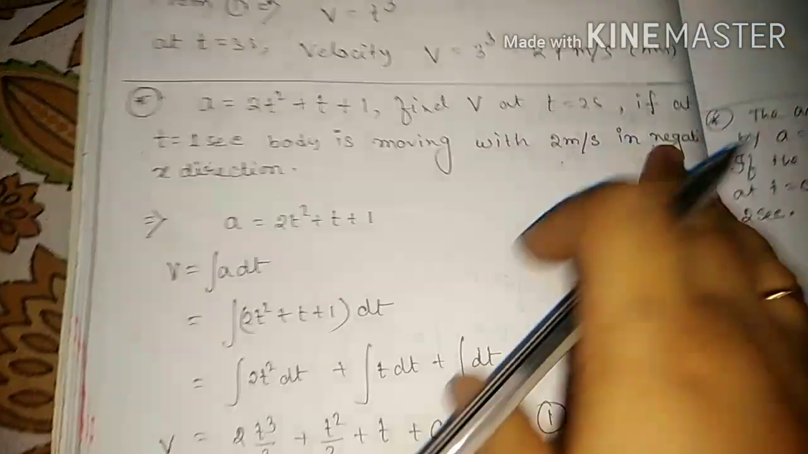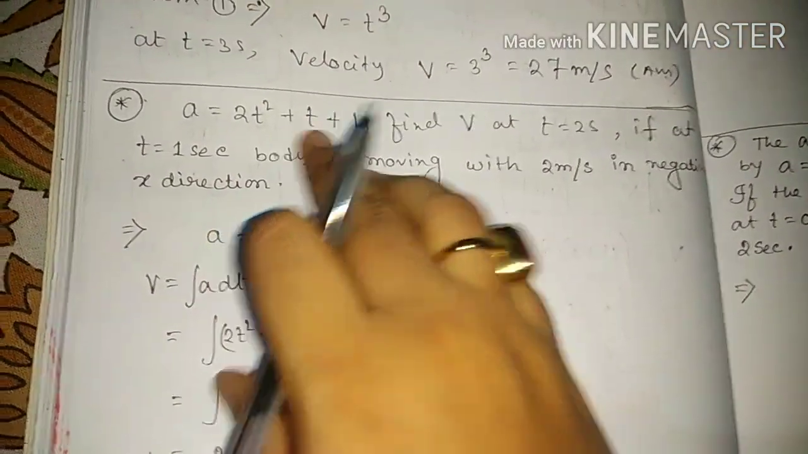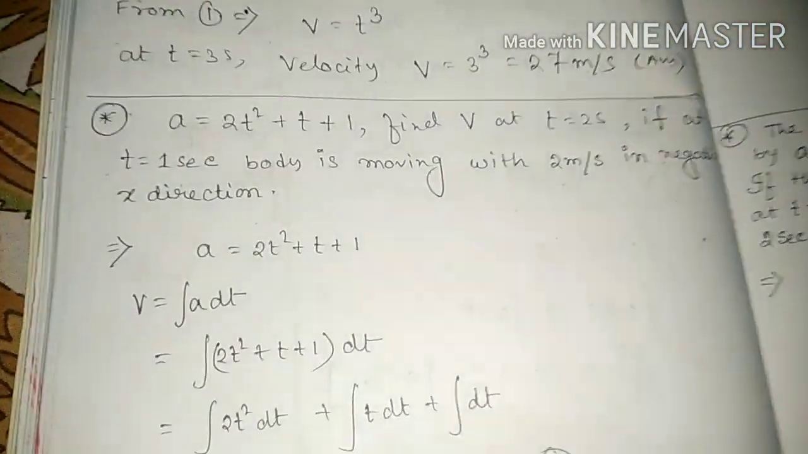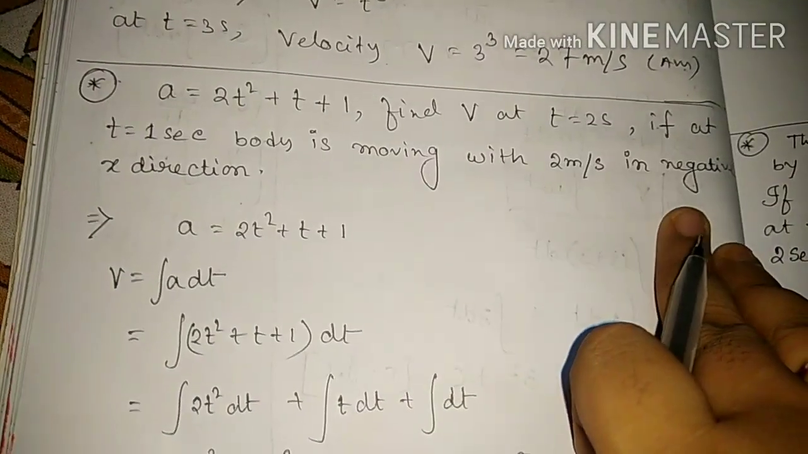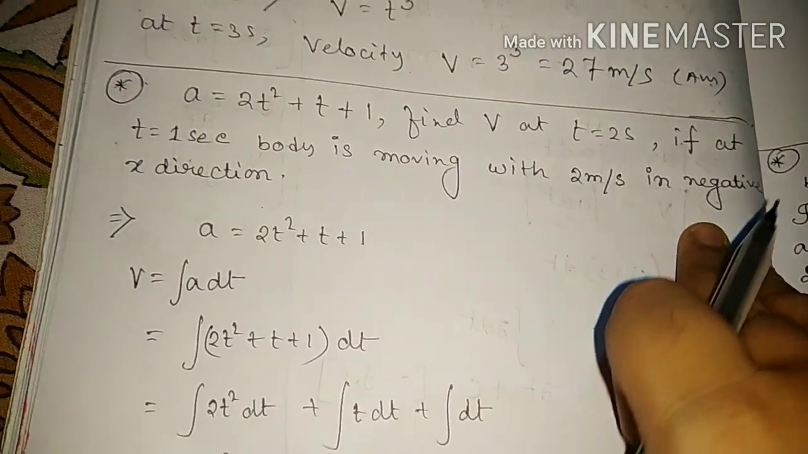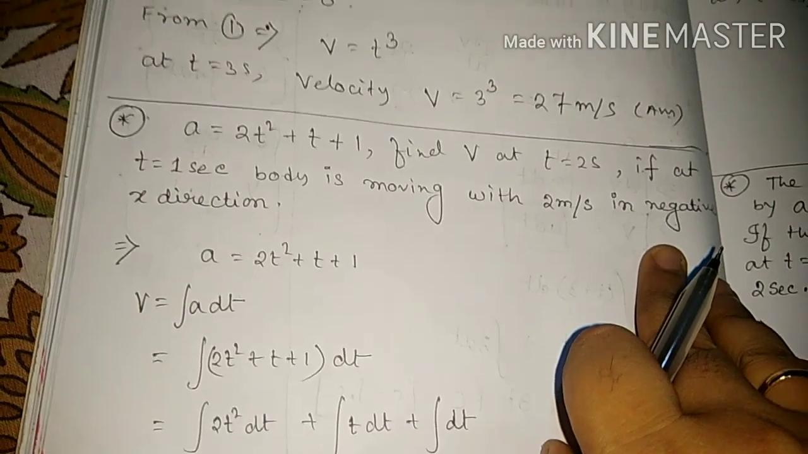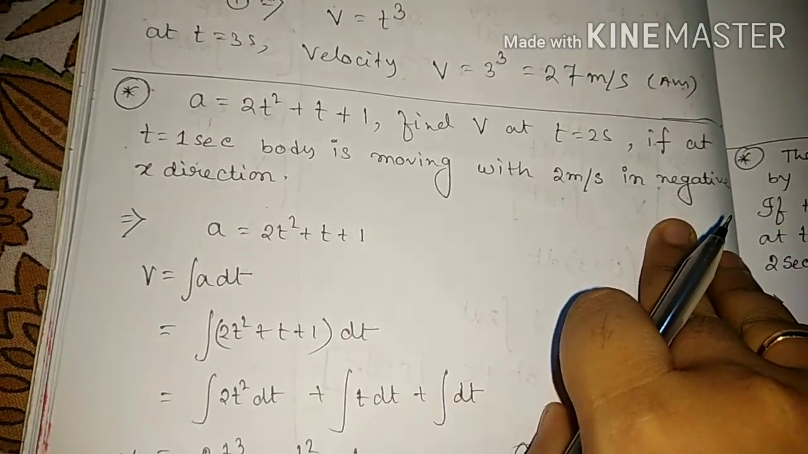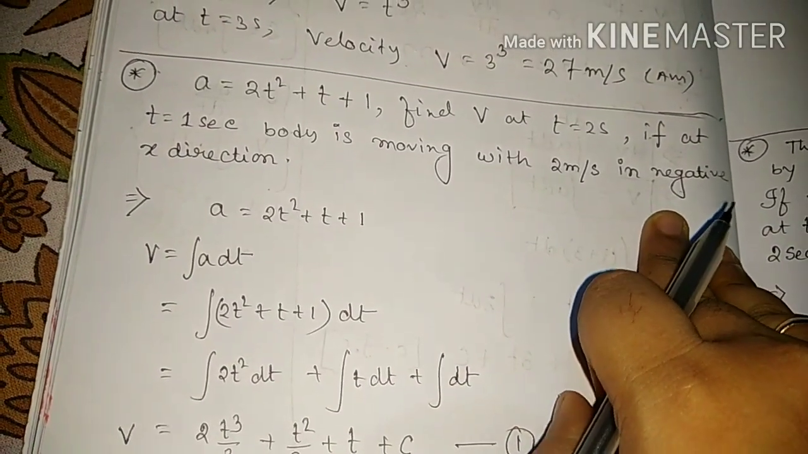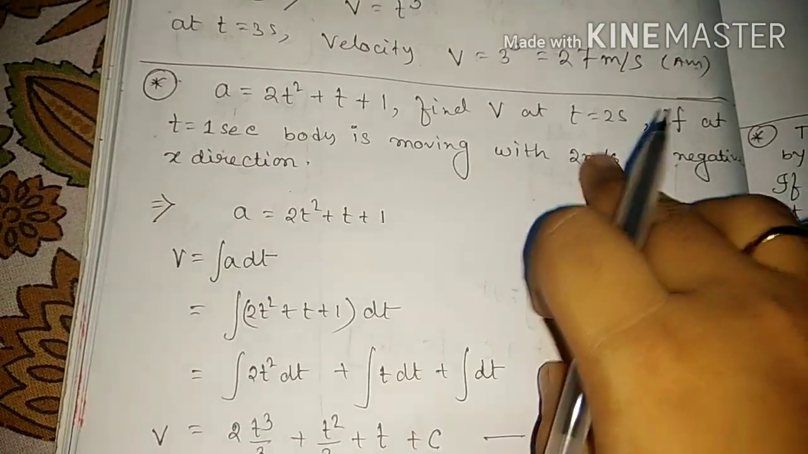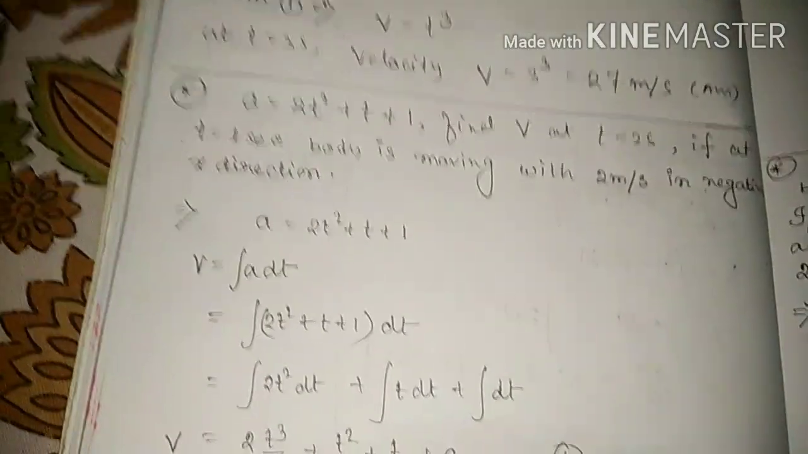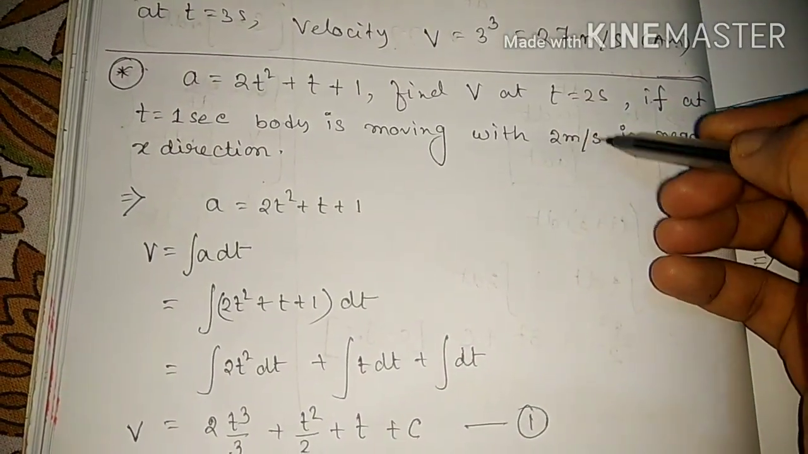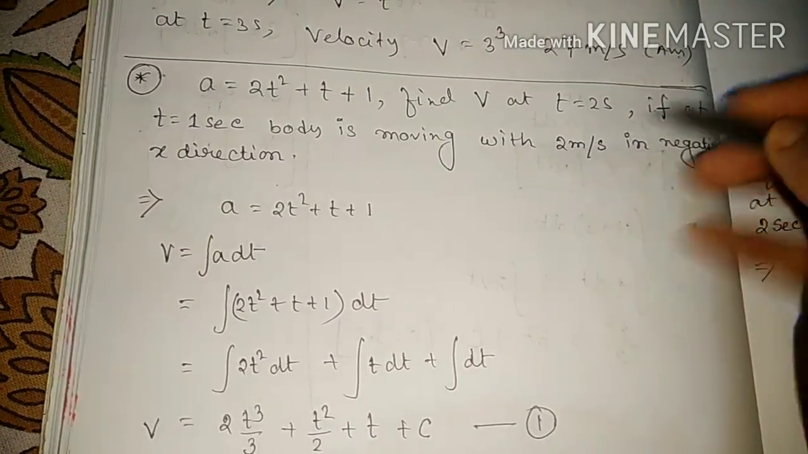Clear? Another example. Many examples are there. Okay, a equals 2t square plus t plus 1, this equation is given. We find v at t equals 2 seconds, if at t equals 1 second the body is moving with 2 meter per second in the negative x direction. It is already mentioned that negative x direction means the value of velocity is minus 2 meter per second.